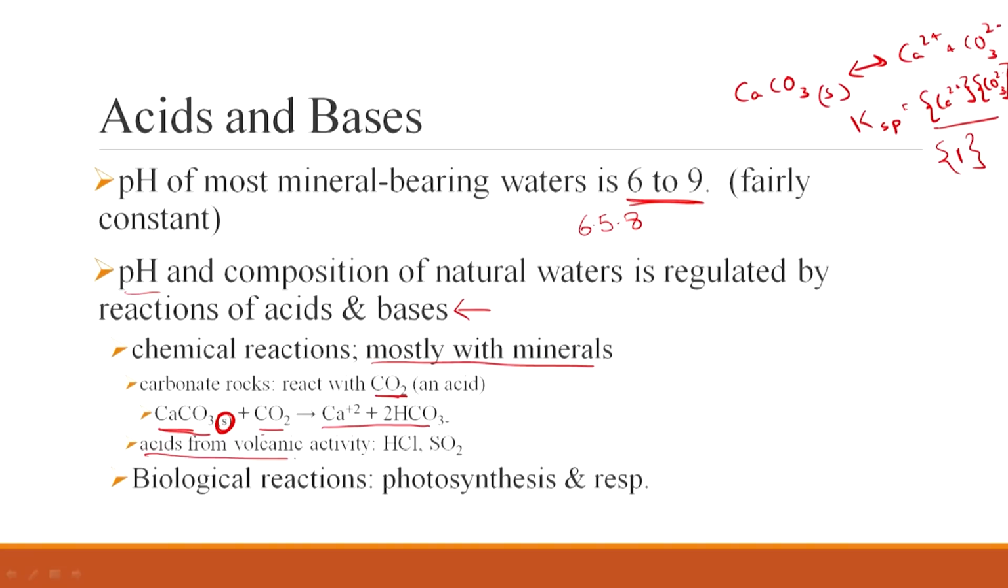Again, acids from volcanic activity, HCl and sulfur dioxide, and biological reactions as in photosynthesis and respiration, are all dependent upon pH here. You see the relevance of pH in the sense that CO3 2 minus and calcium can also form aqueous complexes. CO3 2 minus is dependent upon the pH of the system, right. If there is more CO3 2 minus, the system would go in this way. If the pH is less and CO3 2 minus is less, the system is going to go in this way, right. So that is something we will work out later.